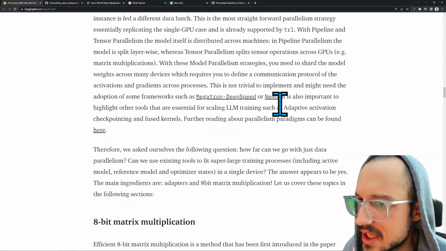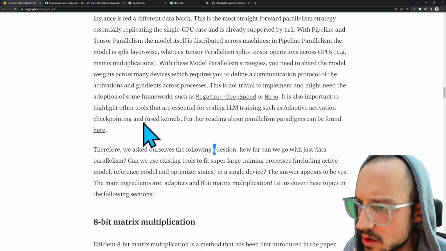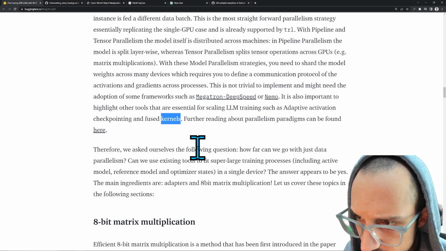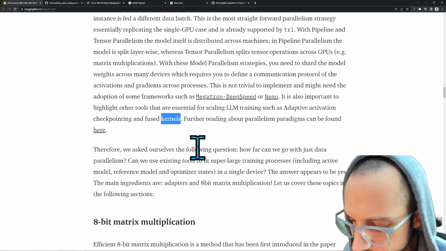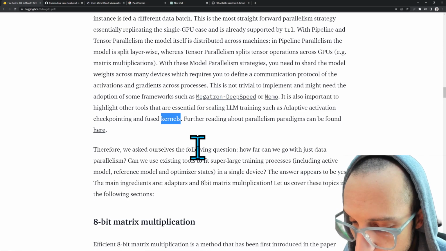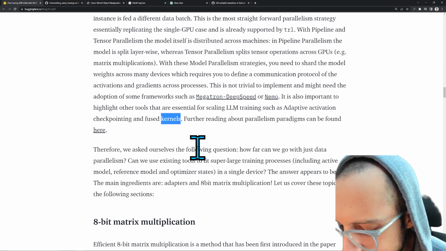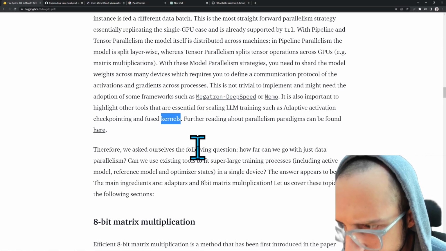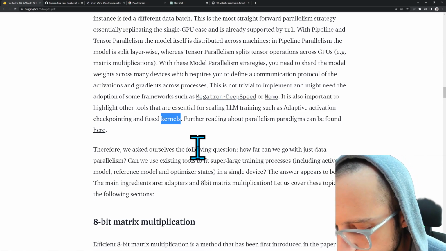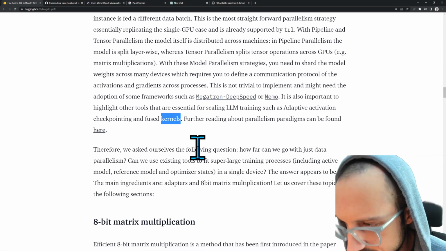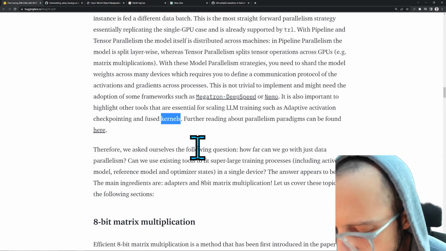Highlight other tools: adaptive activation checkpointing, fused kernels. So kernels are basically, you have a mathematical concept within some model architecture, and you need to turn that into code that the GPU can execute at the lowest level, right? Usually the mathematical concept is converted into Python, and then that Python gets converted into a CUDA kernel, and then that kernel gets executed by the machine.